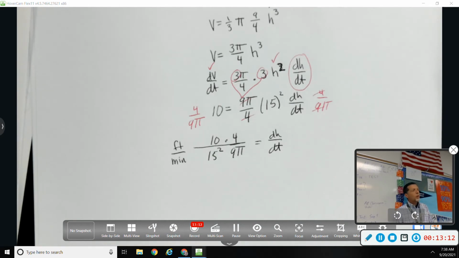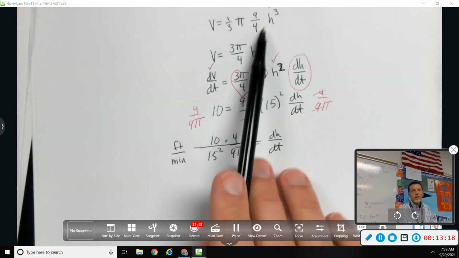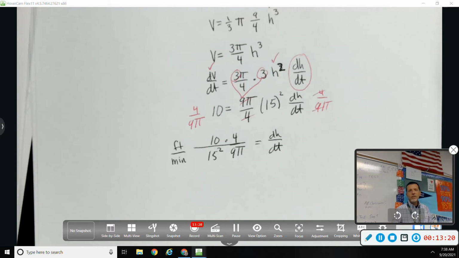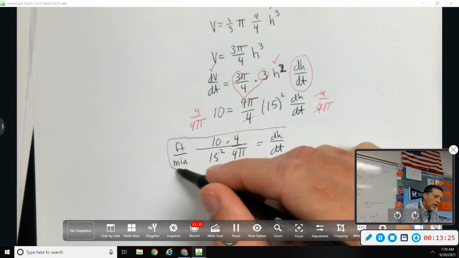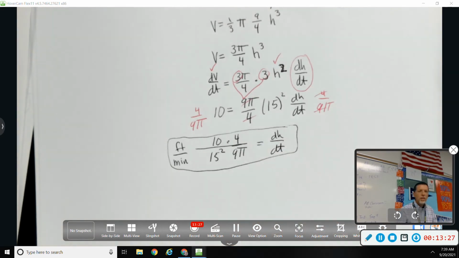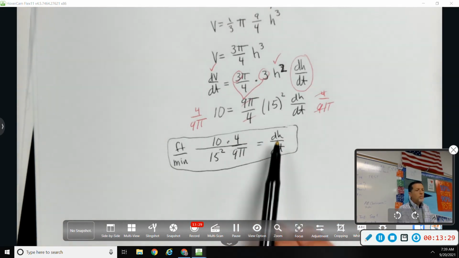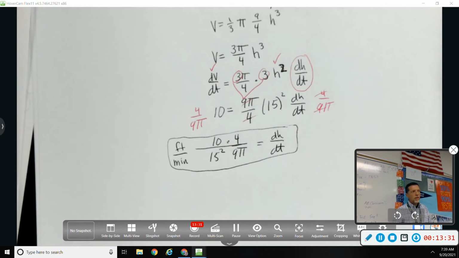I mean, probably the more official way is to keep up with all the units and make sure we get feet per minute, but this would have been really ugly to carry all those units in there when they're cubed and dividing and canceling out. So most people just tag them on at the end based on what we know we're looking for.